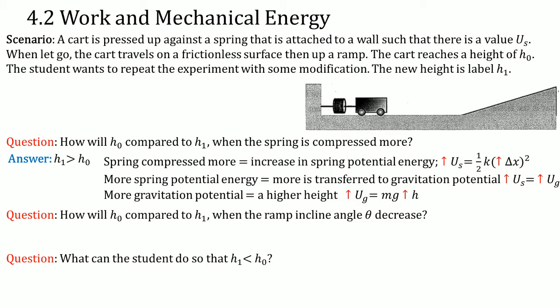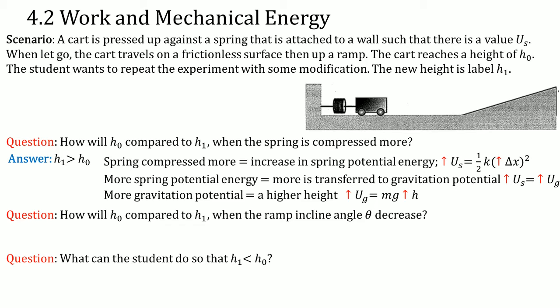potential energy. More spring potential energy at the start means more energy is going to be transferred to the gravitational potential as it goes up the ramp. More gravitational potential means there is going to be a greater height value.